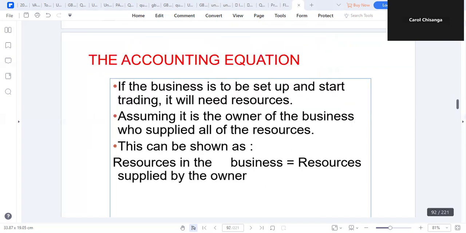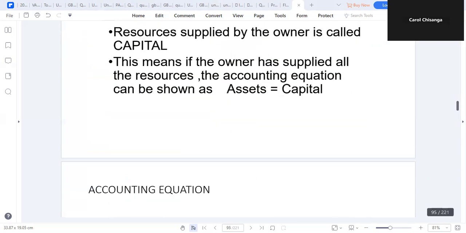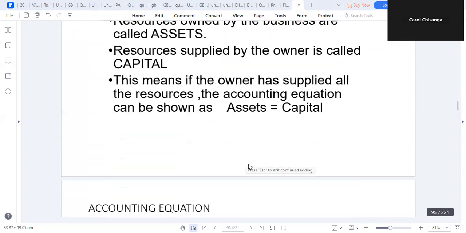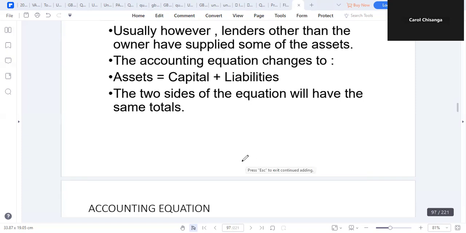So let's go quickly and look at our accounting equation. Our accounting equation must be given as follows: assets must be equal to capital plus liabilities. This is the accounting equation that we're going to use when you're going to deal with the balance sheet.